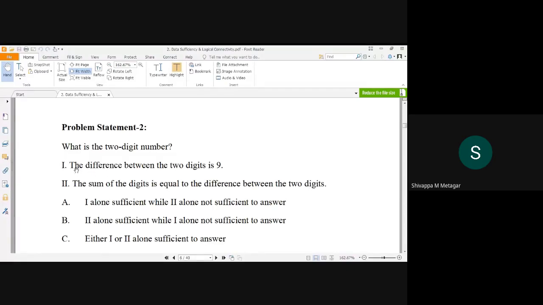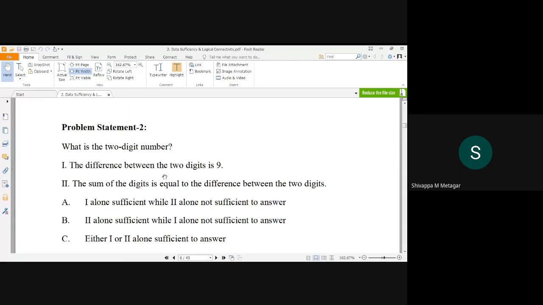Okay, let us see here. First statement: the difference between two digits is 9. So here x minus y equals 9. They have given the difference between two digits. The two digits you can take as x, y, or m, or anything. Here I am considering x minus y is equal to 9.